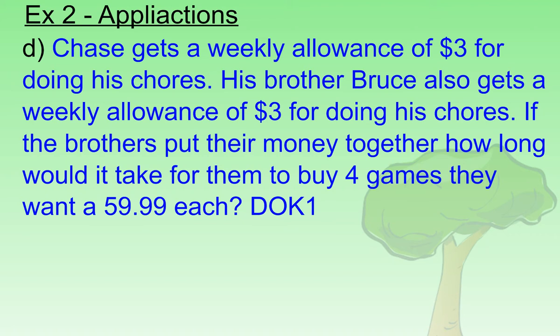Okay, so what's being measured here? Definitely we've got money, the amount of money they get. And the thing it's asking about is how long would it take for them to buy these games? Well, the weekly allowance tells us the amount of money per week. So let's use that. They each get $3 a week, Bruce and Chase together. So if they put their money together, they would get a total of $6 in 1 week.